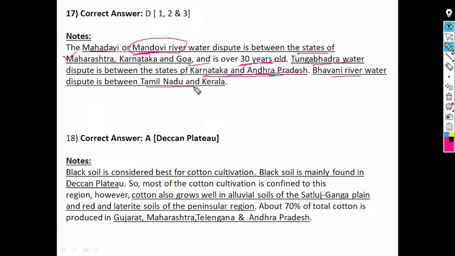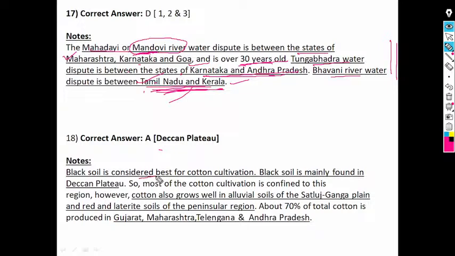Bhavani river water dispute between Tamil Nadu and Kerala. Bhavani river is in between Tamil Nadu and Kerala. Then Mahadayi river, then Mandovi river is also the same. Mahadayi and Mandovi river, they both are the same.